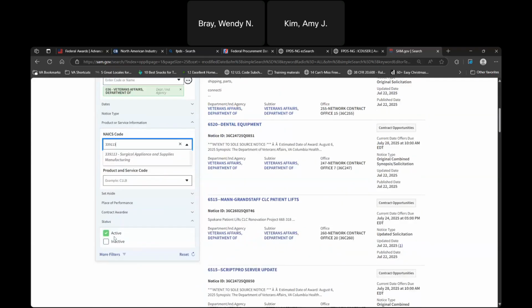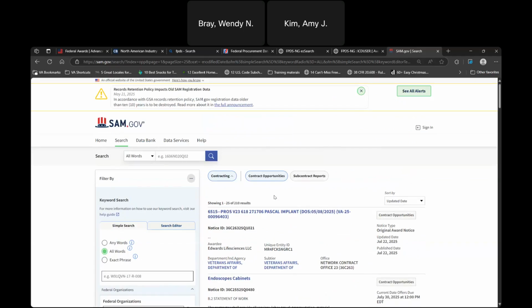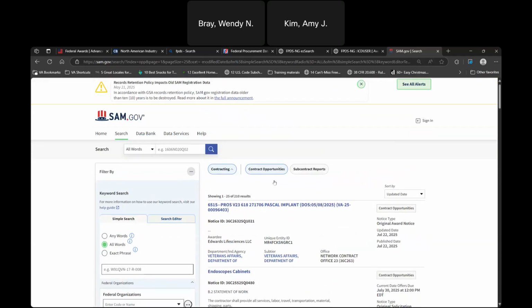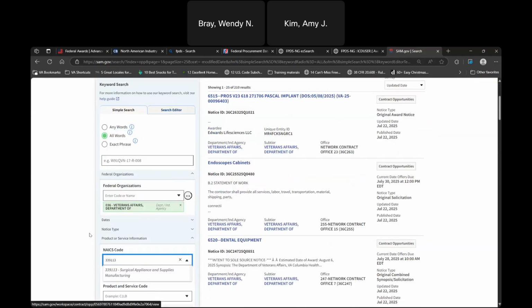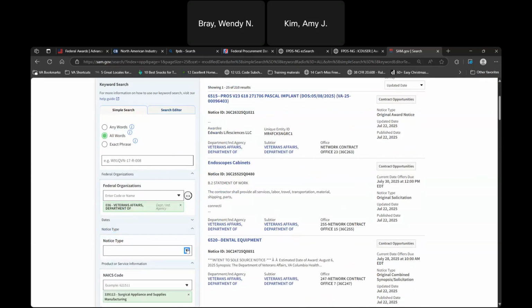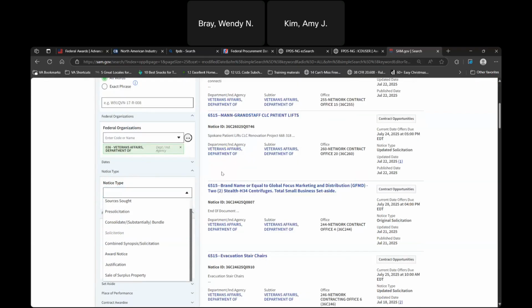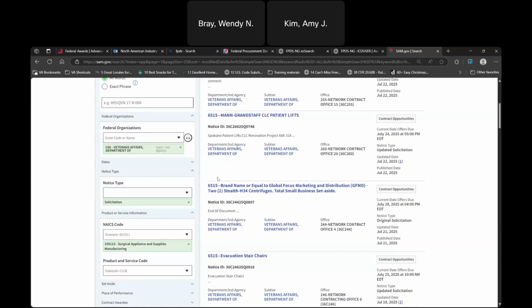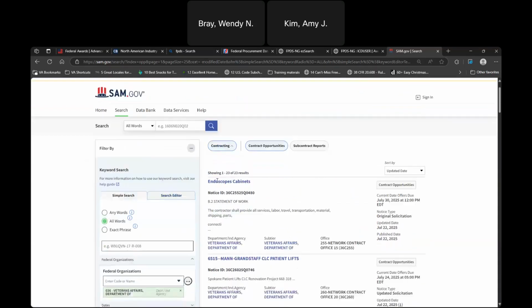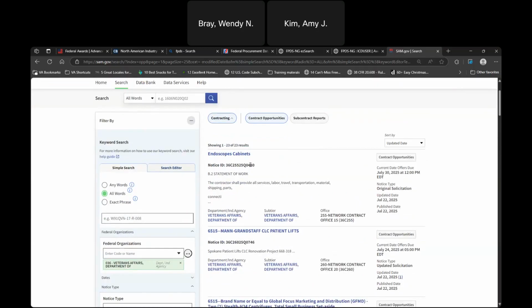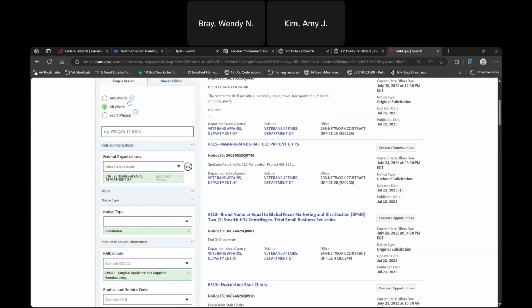And I'm actually looking at active opportunities, or active notice types. The reason I like to say notice type is because when you click on notice type, you have the option to search for sources sought, solicitations, award notices, any of that. But I want to search specifically for solicitations because I've determined that my business is ready to do business with VA. So now I'm searching and I see a variety of different opportunities.